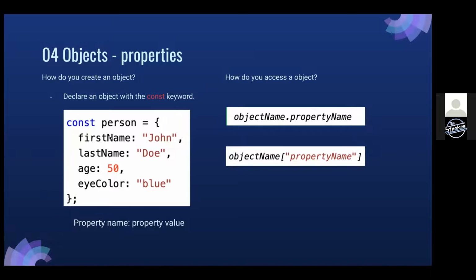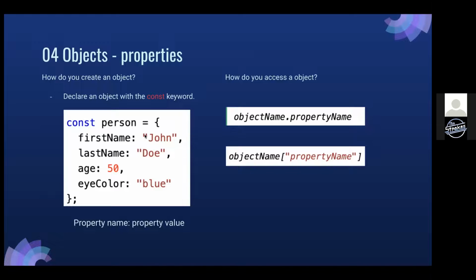You have the property name here and the property value, and between these two items there's a colon, and after there's a comma. And you do that for all of them except the very last one. And then you end it with your curly brace and a semicolon. And that's an object. If you could do that, you've created your first object.